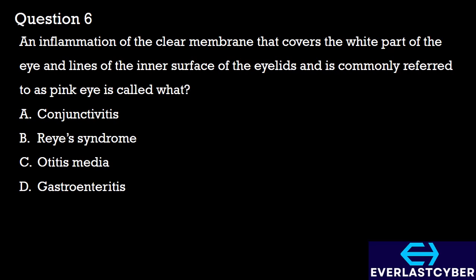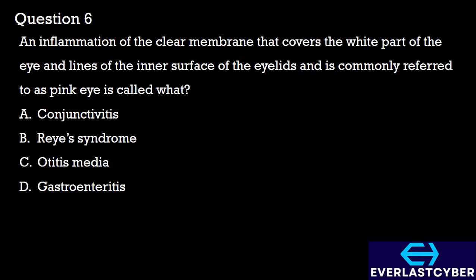Conjunctivitis, which is also commonly referred to as pink eye, is an inflammation or infection of the conjunctiva, which is the clear membrane that covers the white part of the eye and the inner surface of the eyelids. It is characterized by redness, swelling, itching, and discharge from the eye. The causes could be due to bacterial or viral infections, allergies, or irritants like smoke or dust.